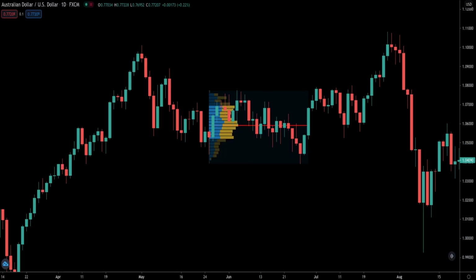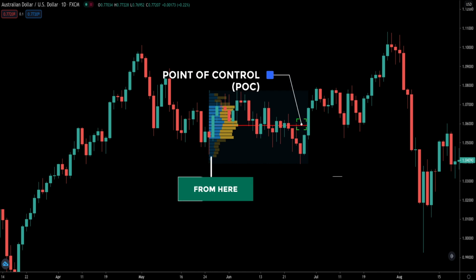Now, to find the strongest key level, we need to plot the fixed range volume profile at places where price has consolidated. In this example, it will be over here. The volume profile will automatically plot out the point of control. This is the critical level to which we want to wait for the price to retrace to. And that's it for this step.